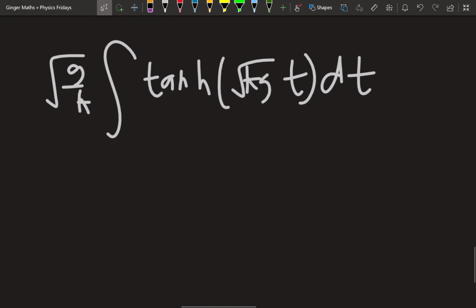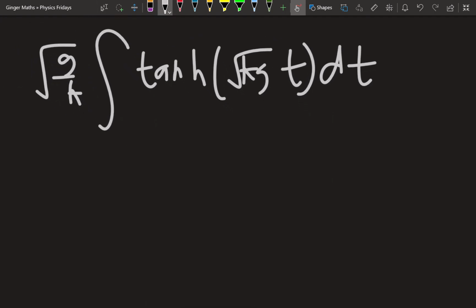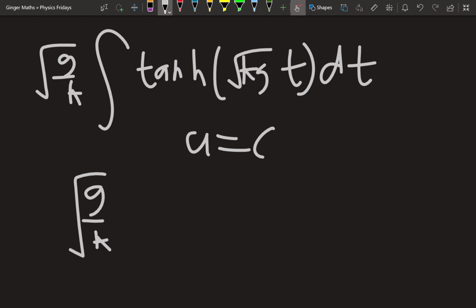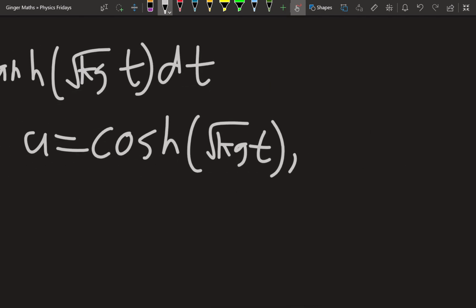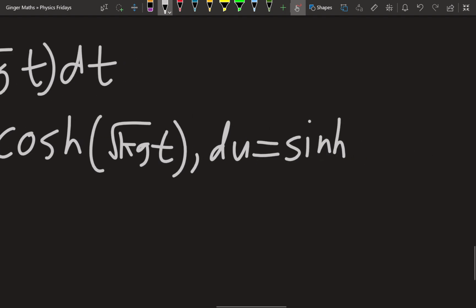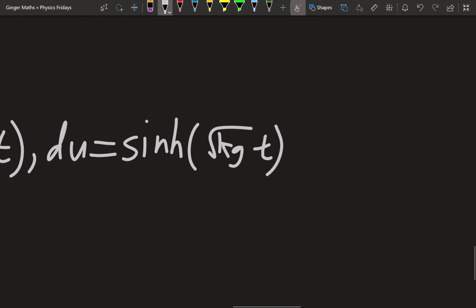This actually isn't as bad as it looks, but we'll still work through it anyway. It's just going to be a u sub. We're going to let u equal cosh. I don't know how you actually say it; I should learn that. Then our du is equal to hyperbolic sine of the square root of kg, times the square root of kg, dt.